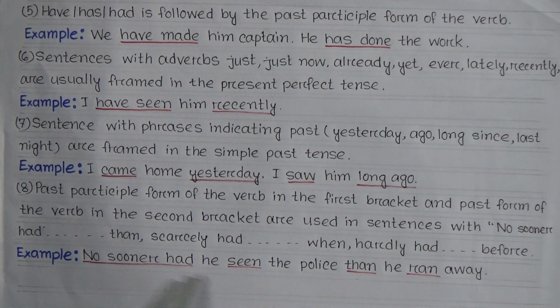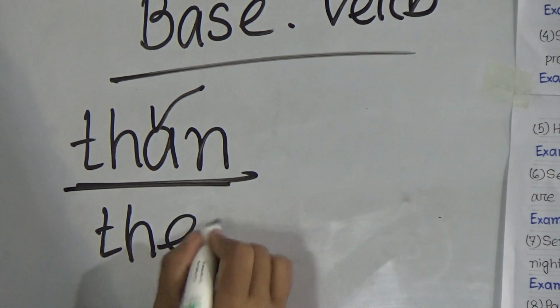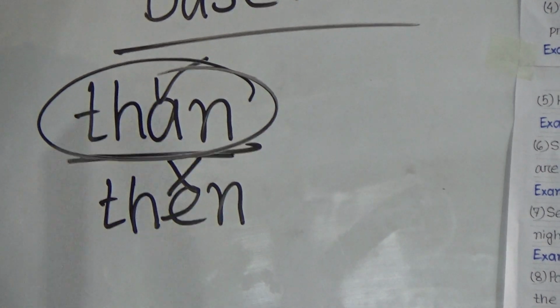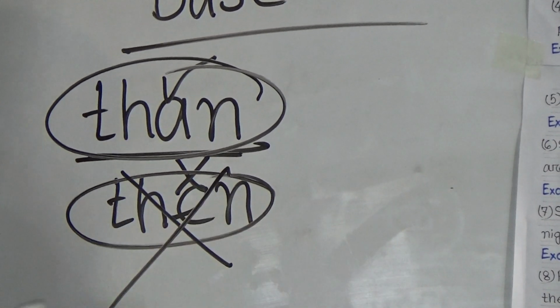Look at the example. No sooner had he seen the police than he ran away. So look, no sooner had. We know after had we have to use the past participle form of the verb. So it means the first portion will be in past perfect tense and the other portion will be in past indefinite tense. You have to keep in mind no sooner had, and after that we have to use than, and the spelling of than is T-H-A-N. Most of the students make mistakes in the spelling. This is THAN, not THEN. No sooner had ... than, THAN, this one is correct. Don't write THEN, this one is incorrect.